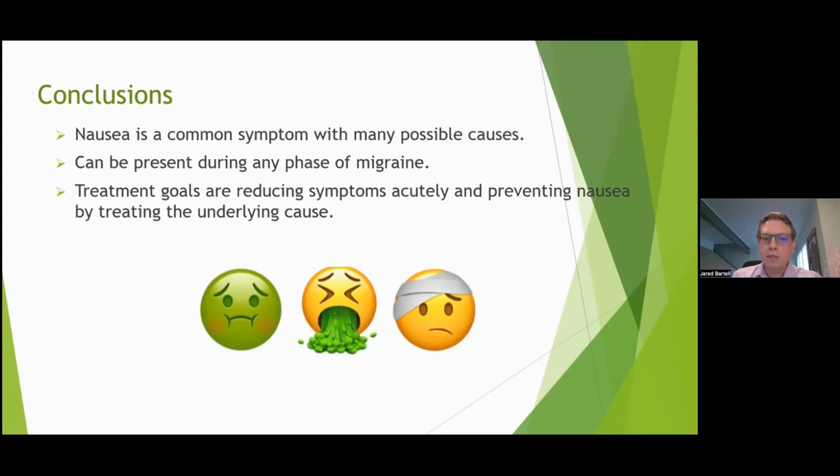Nausea can be present during any phase of the migraine itself, which makes it especially hard to treat sometimes. And then the treatment goals are usually reducing the nausea and the other symptoms in the acute setting, but then also preventing it to begin with by treating the underlying cause, which in this case, we've been talking about migraine. And apologies for these gross emojis here, but I thought those were appropriate.